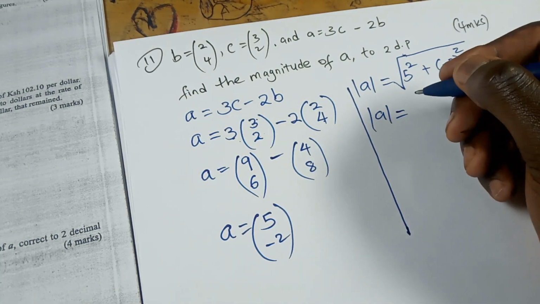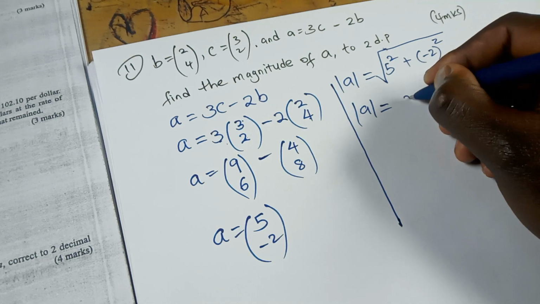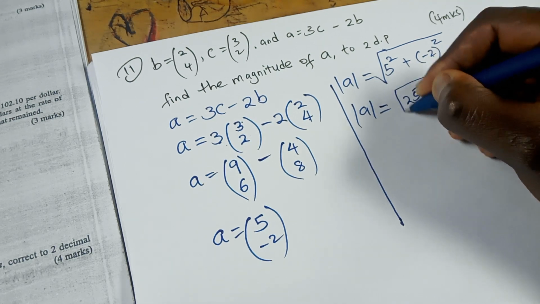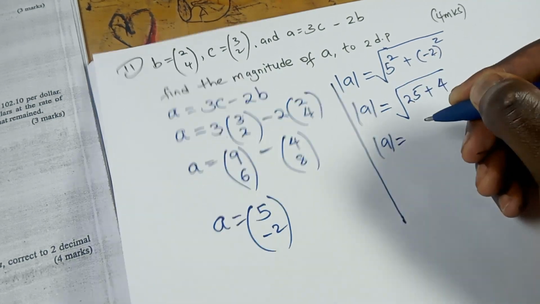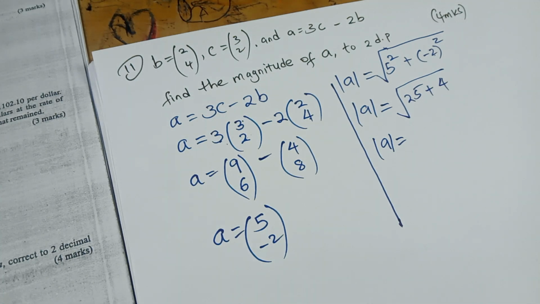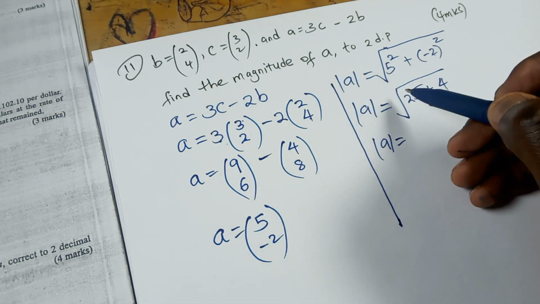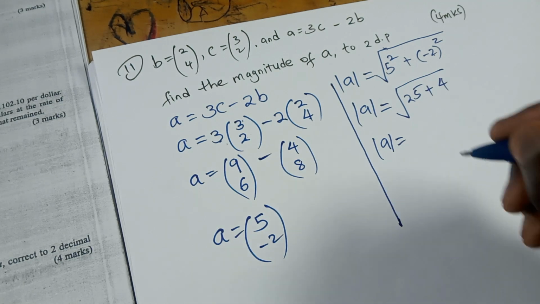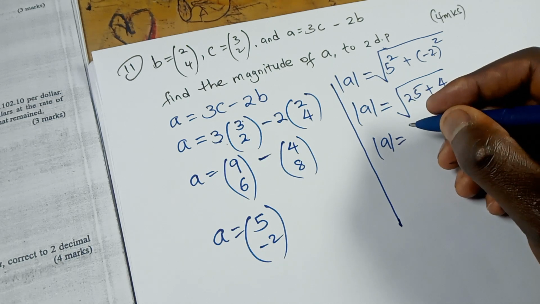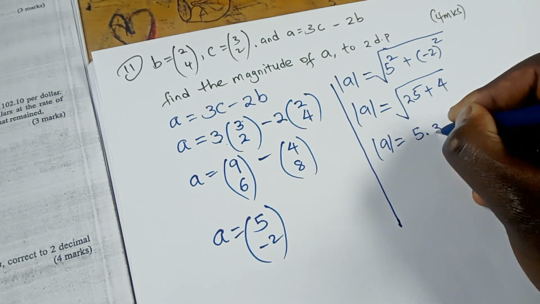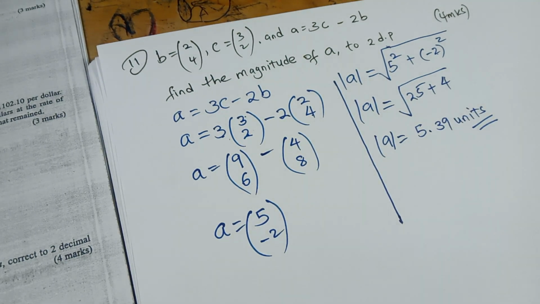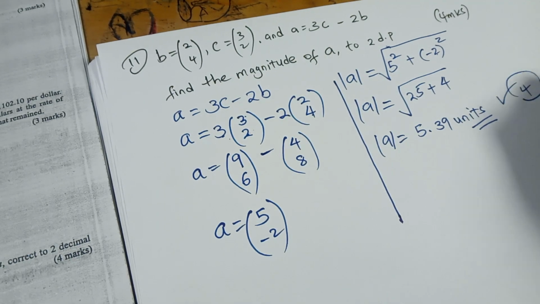When we do that, we are going to get our magnitude of A as 5 squared is 25 plus negative 2 squared is 4. So it is the square root of 29, since 25 plus 4 is equal to 29. So the square root of 29 is equal to 5.385. But to two decimal places, we are going to have 5.39 units. And by doing that, you have already gotten your 4 marks.